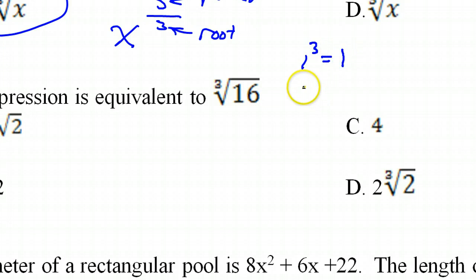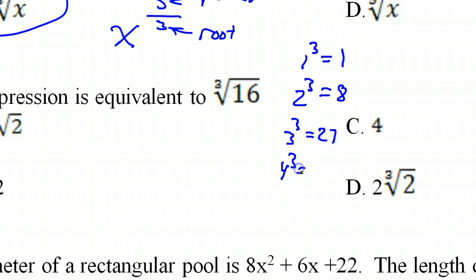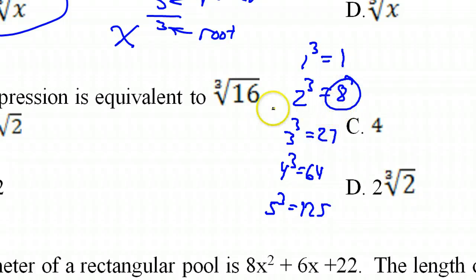1 to the 3rd power is 1, but that's not going to be useful to simplify. 2 to the 3rd power is 8. 3 to the 3rd power is 27. 4 to the 3rd power is 64. And 5 to the 3rd power is 125. Well, other than 1, only one of these numbers is even smaller than 16. Luckily, it's the one that we need. So 8 is the perfect cube here, and 8 divides evenly into 16.